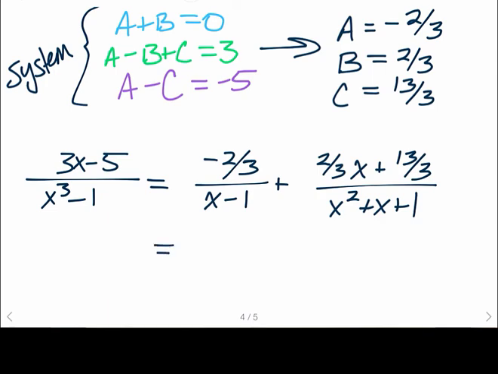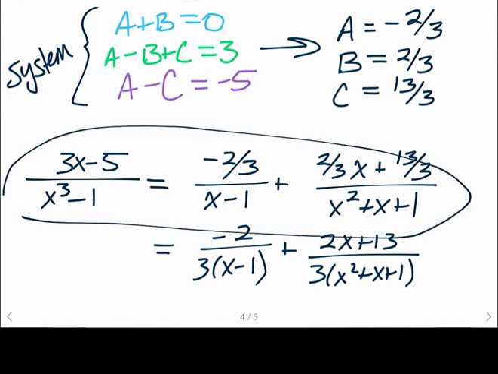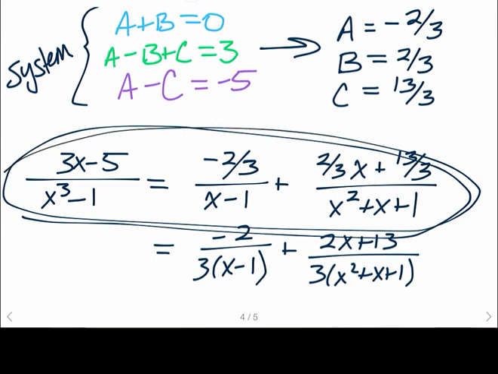Sometimes I see these written as like negative 2 over 3 times the quantity of x minus 1, right? Putting the denominator of the fraction in the denominator. And then the other one would become 2x plus 13 divided by 3 times the quantity of x squared plus x plus 1. I don't know, you don't need to do that for me. I would be perfectly content with the one with the complex fractions. In any case, there we are.